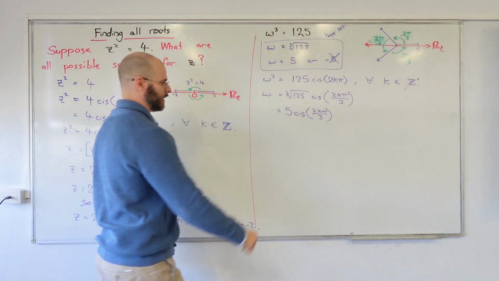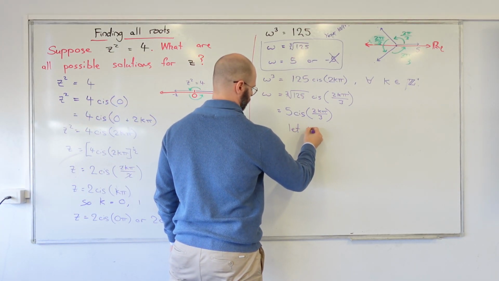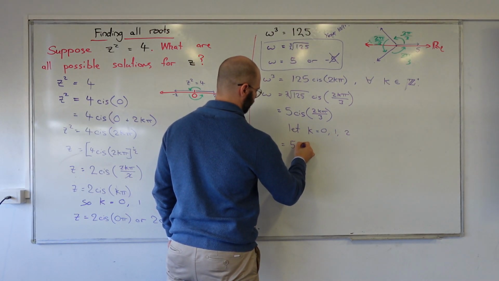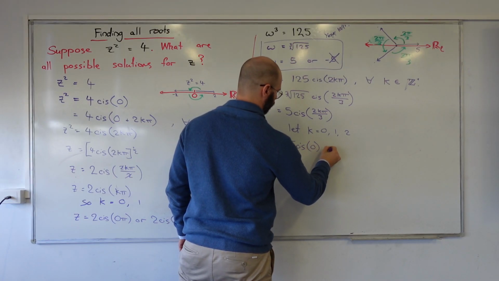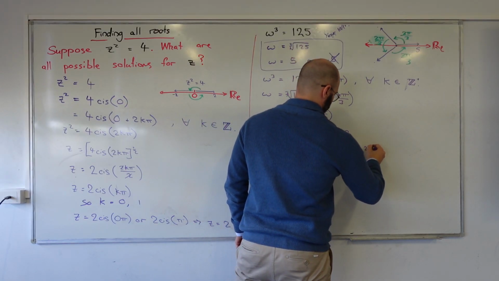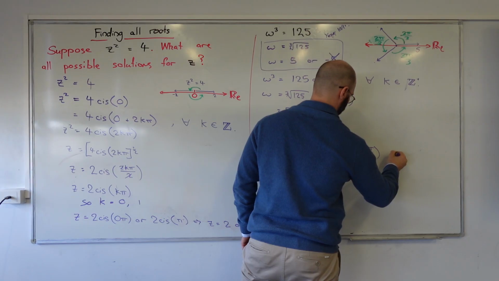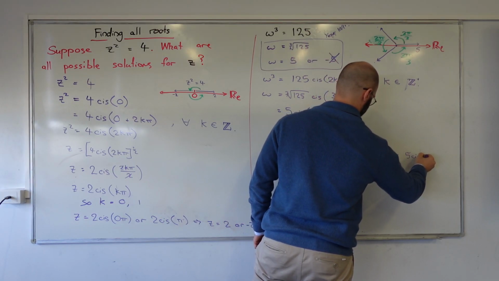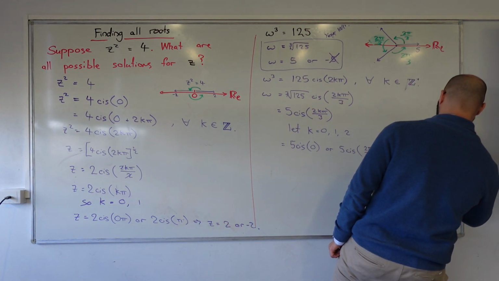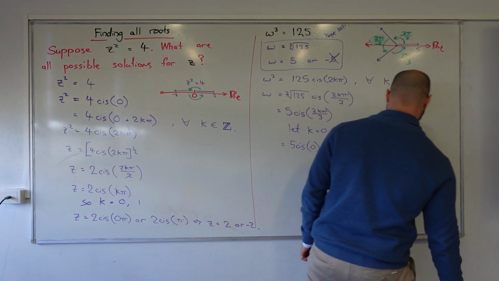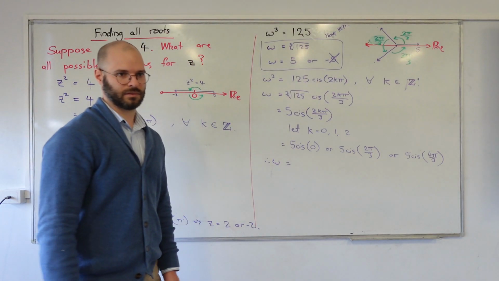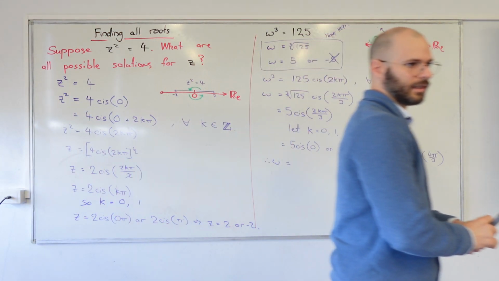Simply put this in our calculator. We're going to find that it's 5 cis 0 or 5 cis 2 pi over 3 or 5 cis 4 pi over 3. Hence, do we have a solution? If we put these in our calculators.